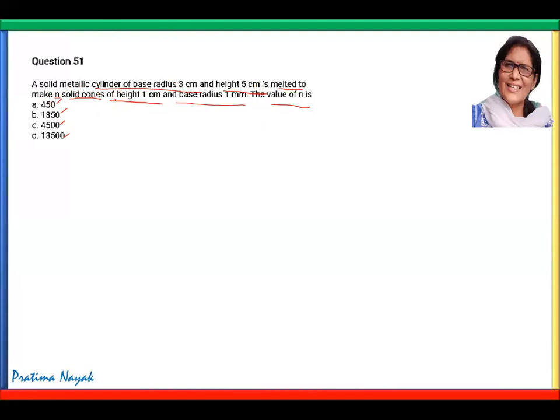So let us read the question again because it is a new type of question. A solid metallic cylinder. Solid means it is completely made of metal, no hollow, no vacuum inside. Its radius was 3 centimeter. Height was 5 centimeter. It is melted. When anything is melted, that means the question is about its volume, how much material it has. After melting, it is made into small cones.